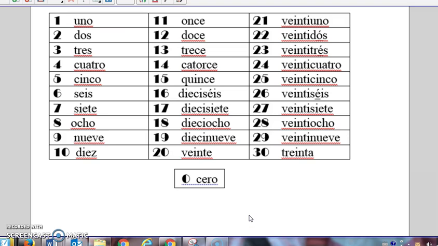Let's pronounce 1 through 10. Repitan, por favor. Uno, dos, tres, cuatro, cinco, seis, siete, ocho, nueve, diez.